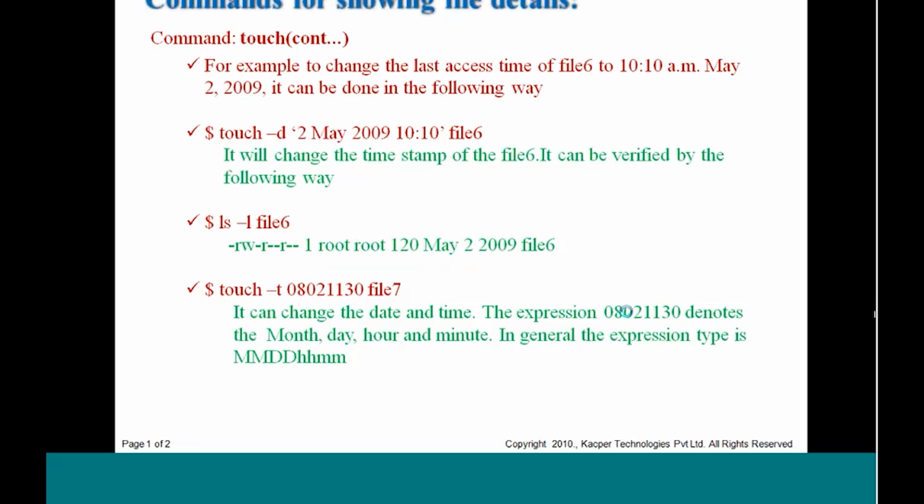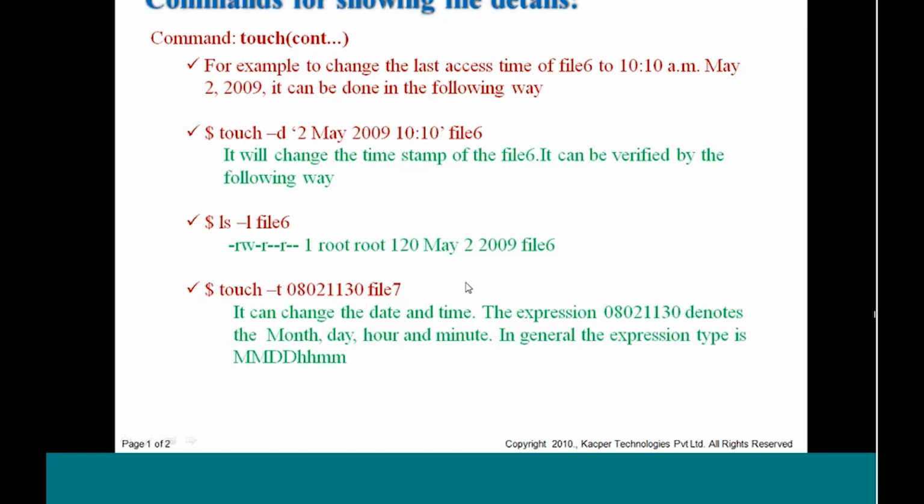So another way to do it is dash t, touch dash t. The touch dash t takes an expression which is month followed by day followed by hour followed by minutes. So it's shown here like month, day, hour, minute. Once you specify this format, it actually updates the timestamp to that particular time. So that's another way to change it: either dash t with the date inside the quotation, or just specify dash t and then as a string you can just specify the whole date, and then it updates to that one.